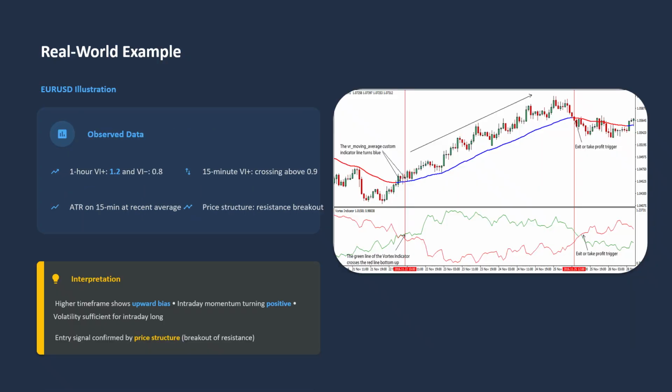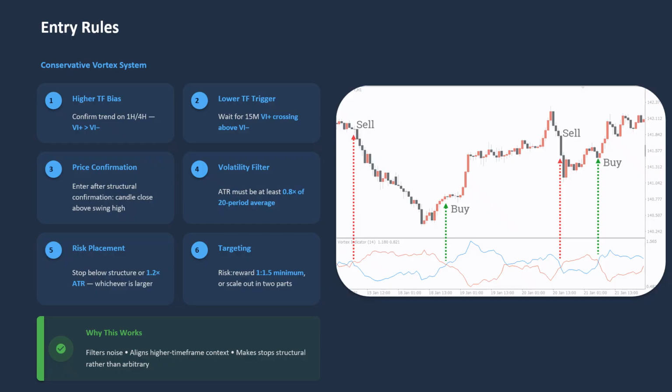Example instrument, EUR/USD. Suppose you observe 1-hour VI plus at 1.2 and VI minus at 0.8, and 15-minute VI plus crossing above VI minus at 0.9 from below, with ATR on the 15-minute at its recent average. Interpretation: higher time frame shows upward bias. Intraday momentum is turning positive. Volatility is live enough to consider an intraday long. Entry signal still needs price structure confirmation. This is an illustrative scenario, not investment advice. Always backtest and demo. Use this as a crisp, testable framework.